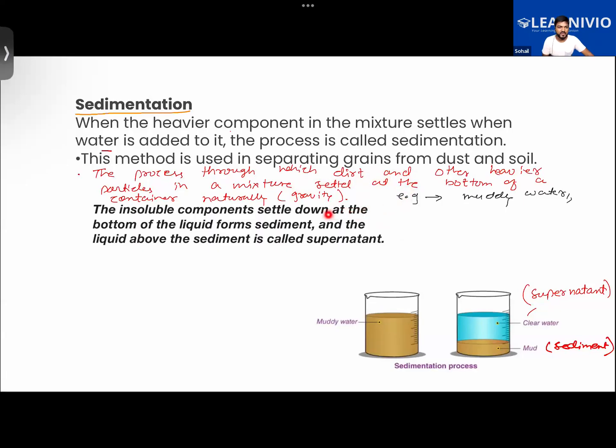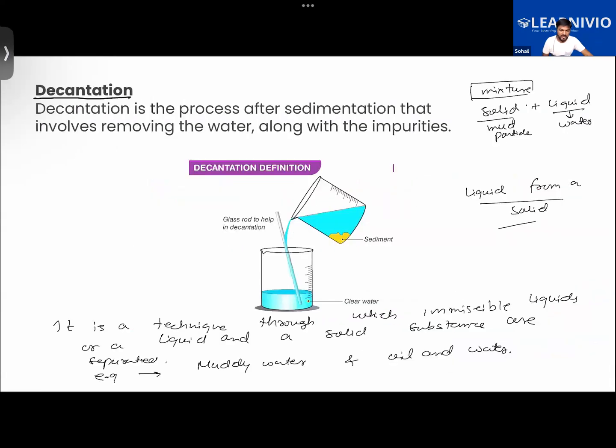This process is used in such a manner where the heavier particles settle down. After the heavier particles have settled down, this mud is called sediment, and the clear water is called the supernatant. Then the process of separating the supernatant from the mixture is called decantation.